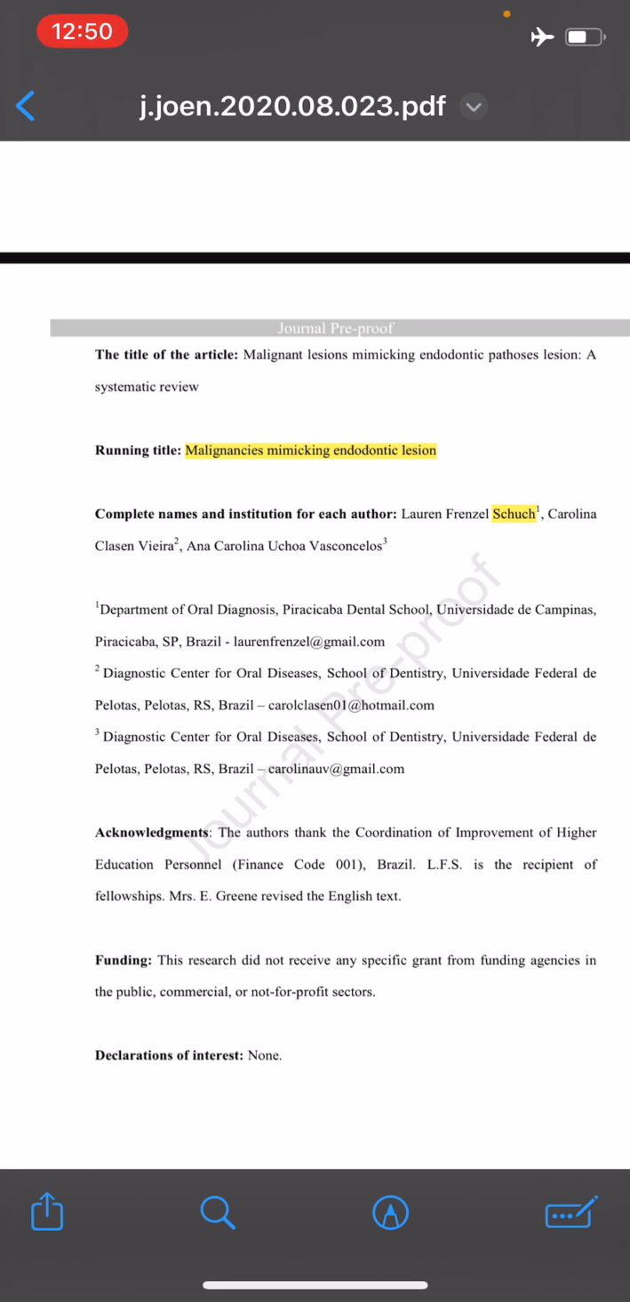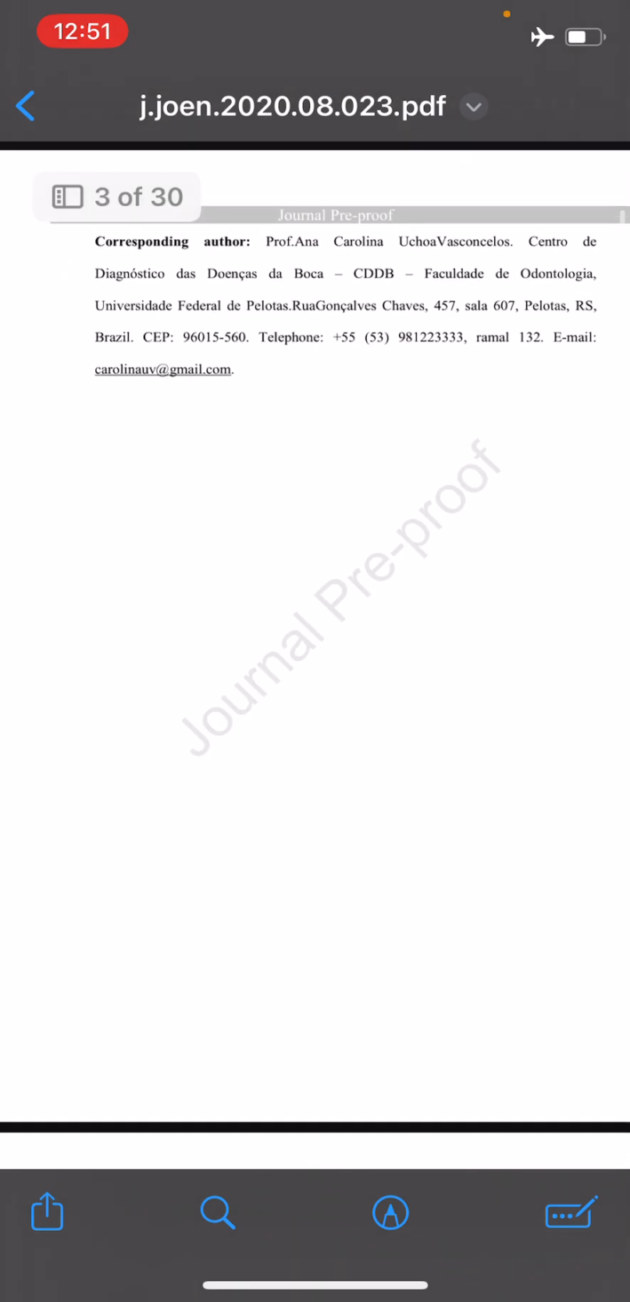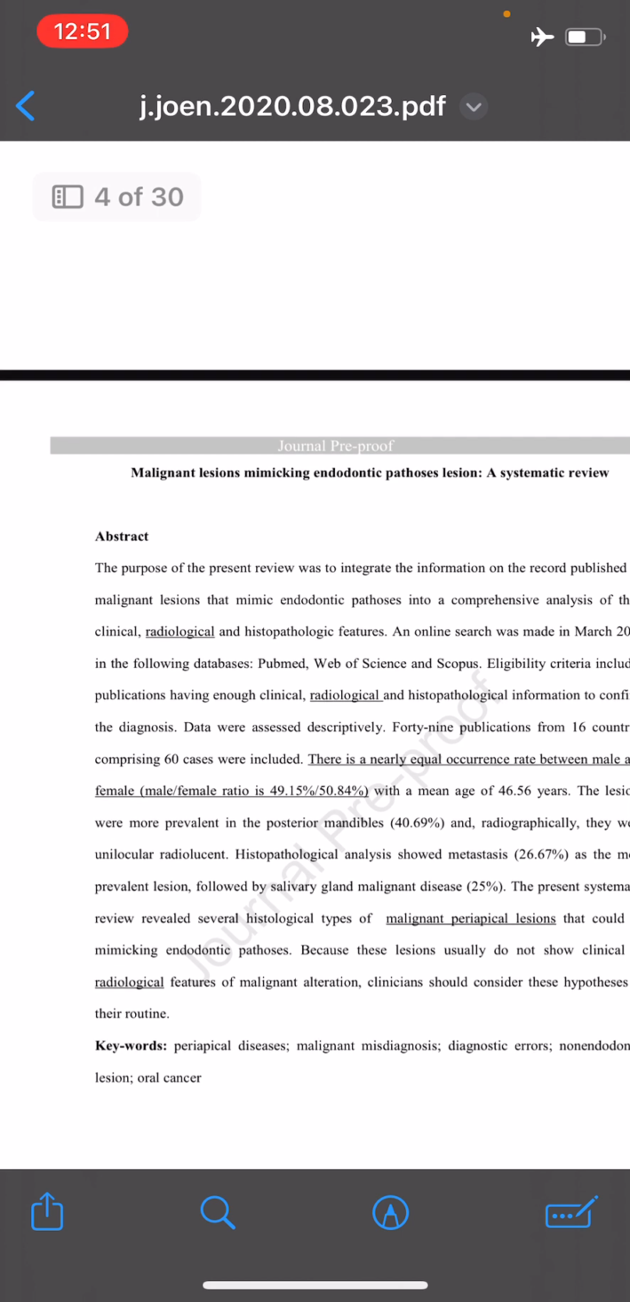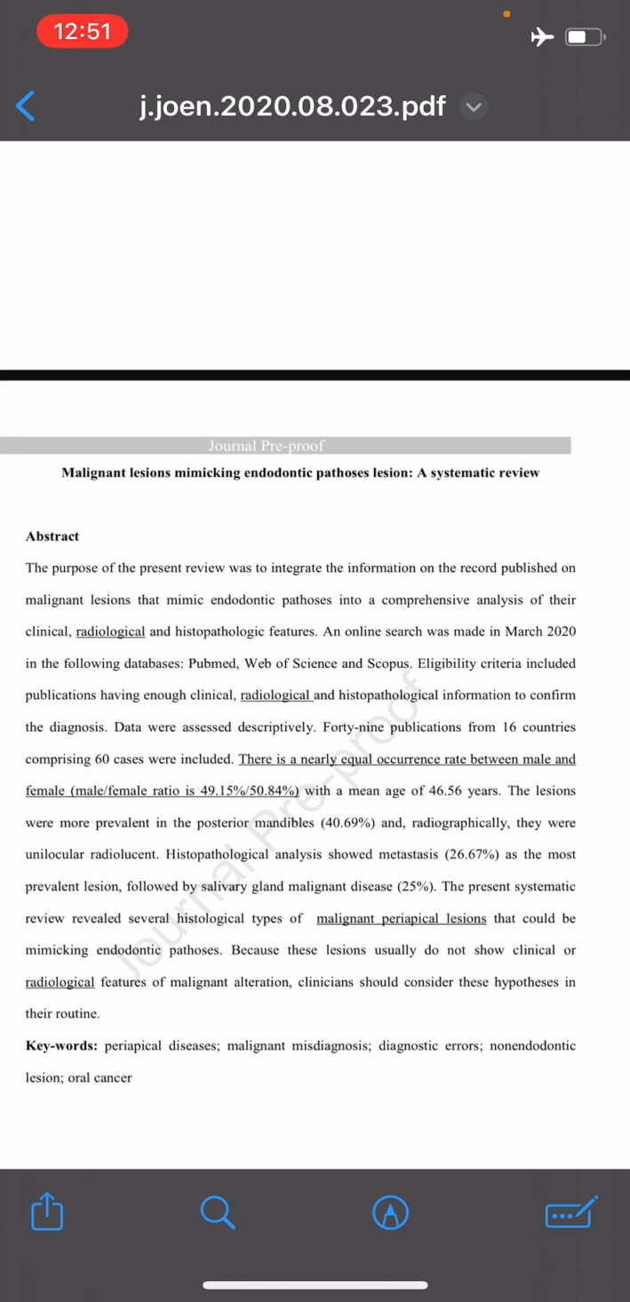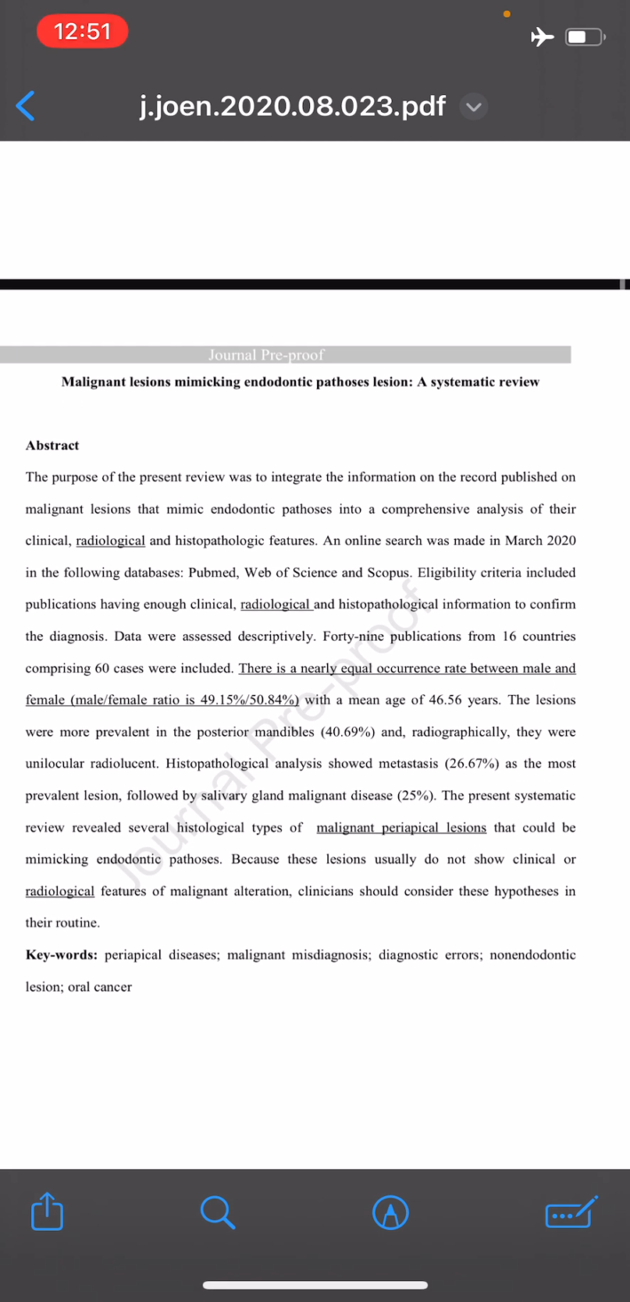In their results, out of 49 publications from 16 countries, 60 cases were included. There was a nearly equal occurrence rate between male and female, with no gender differences. The mean age of occurrence is 46 years. The sixth decade of life was the most prevalent, followed by the fifth decade.